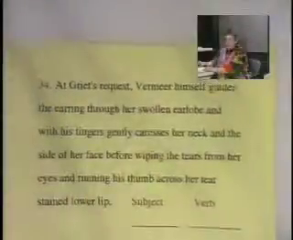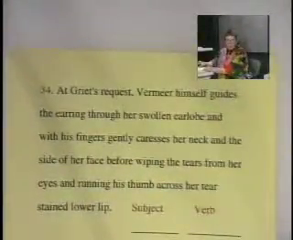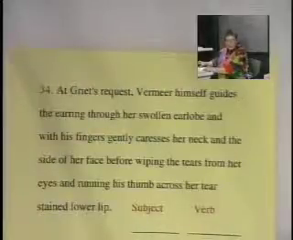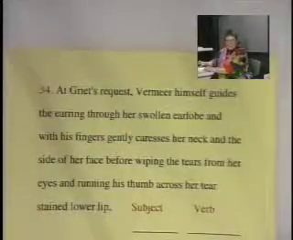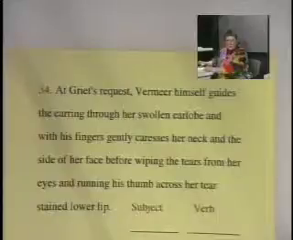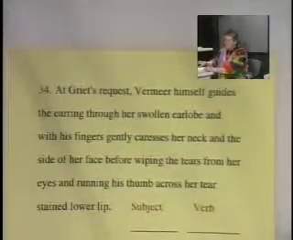At Greet's request, Vermeer himself guides the earring through her swollen earlobe and with his fingers gently caresses her neck and the side of her face before wiping the tears from her eyes and running his thumb across her tear-stained lower lip. What do you think, Jeff?